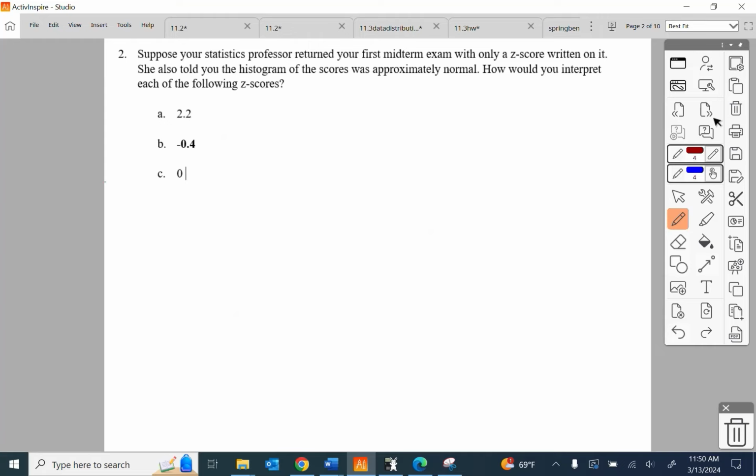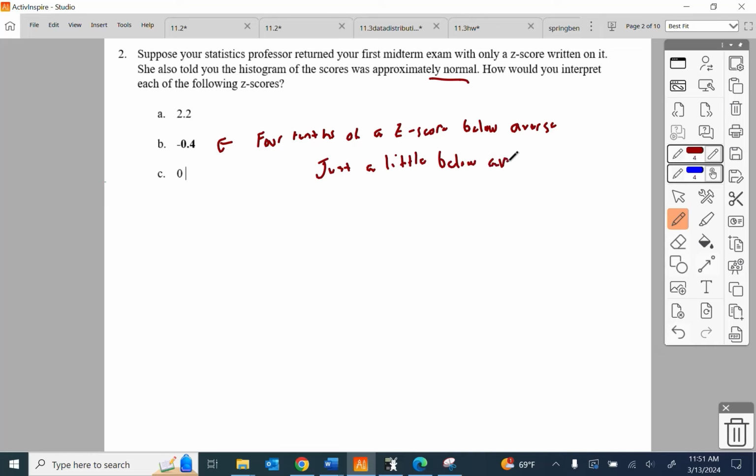Suppose your statistics professor returned your first midterm exam with only a z-score written on it. She also told you the histogram of the scores was normal. How would you interpret each of the following scores? And I only highlighted this one. What that means is you are 4/10 of a standard deviation below average. So the reality is you're not too much below average. You're just a little below average.